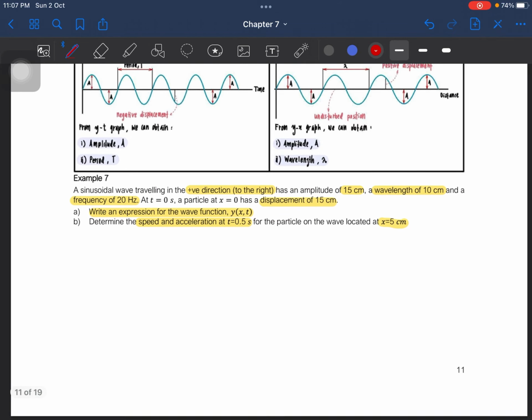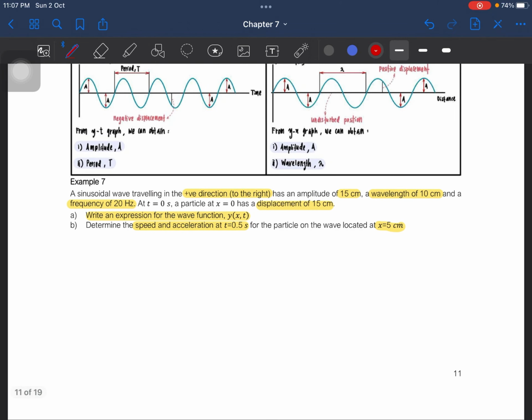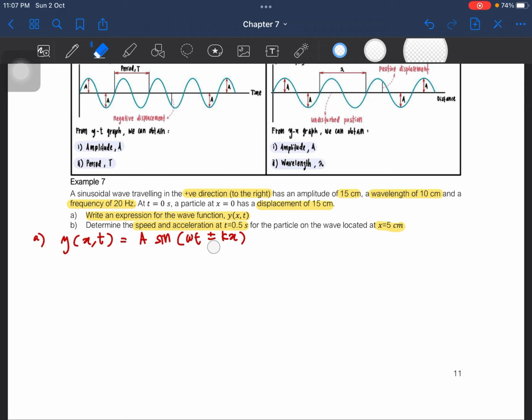Okay, now we continue. So sekarang ni kita perlu create an expression for the wave function. So kita tahu kita ada the general equation is y(x,t) equal to A sin(omega t plus minus kx). Tapi soalan cakap dia travelling to the right. So bila dia travelling to the right, kita punya sini akan jadi positif lah. Positif.